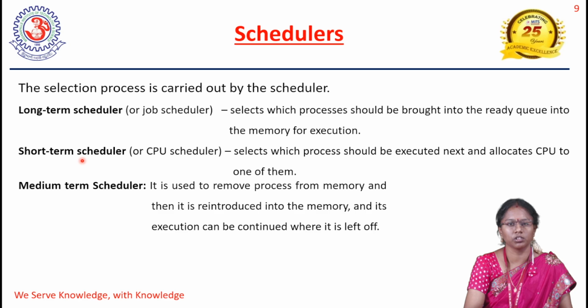Next, short-term scheduler. That means for a short time this process is going to execute. So that scheduler will select which process is going to execute. For that, we have to allocate the CPU for execution. And the last one is the medium-term scheduler.